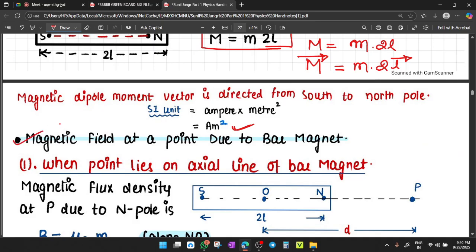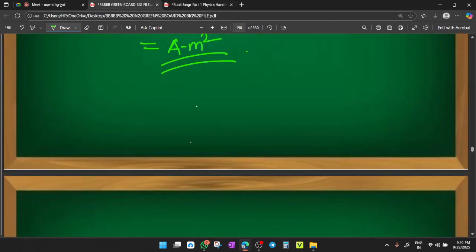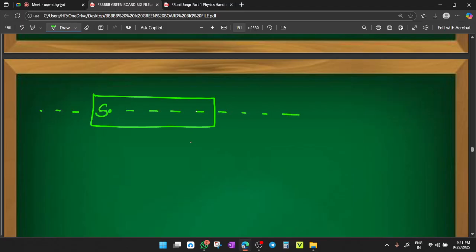Now, magnetic field at a point due to a bar magnet. Two important derivations are there. We have to calculate the magnetic field at a point due to a bar magnet. Suppose we have a bar magnet. We have to calculate the magnetic field intensity, or magnetic field strength, in two situations. This one is south, this one is north.